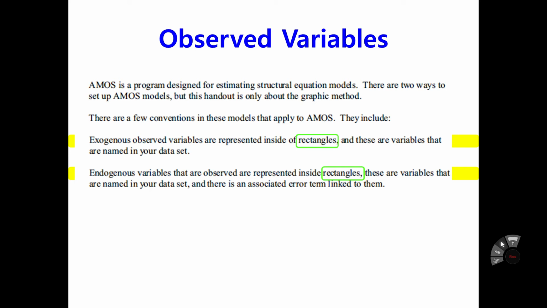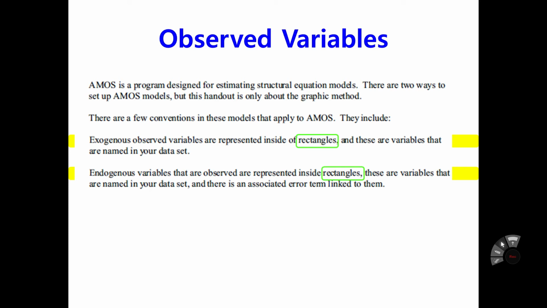They include: exogenous observed variables are represented inside rectangles, and these are variables that are named in your data set. Secondly, endogenous variables that are observed are represented inside rectangles. These are variables that are named in your data set, and there is an associated error term linked to them.